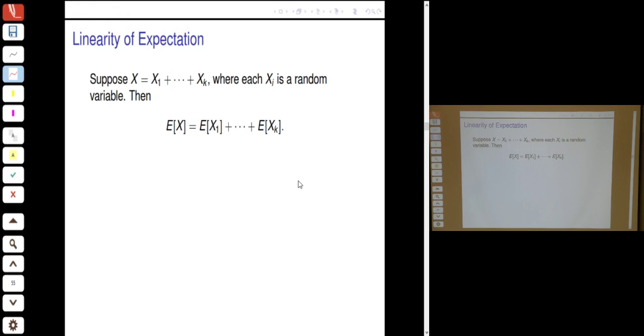An important property of expectation is linearity. So, if X is a sum of random variables X1, X2, up to Xk, then the expectation of X is just the sum of the expectations of X1, expectation of X2, up to expectation of Xk. And notice that we do not need to assume anything about the interrelationship between the various random variables Xi here. They could be independent, they could be dependent, we do not care.